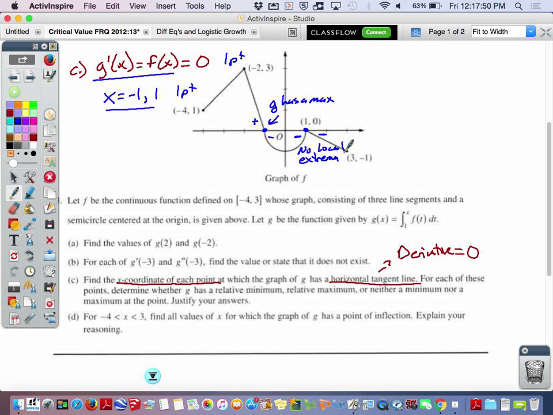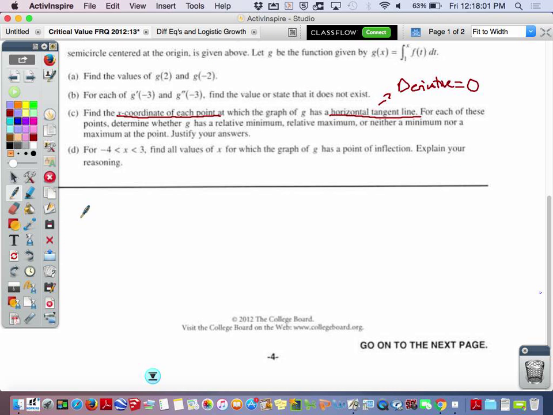So we just have to make a conclusion statement about that on the rubric. Both of those conclusion statements together are worth a point. So I'll write that down here below for part C.